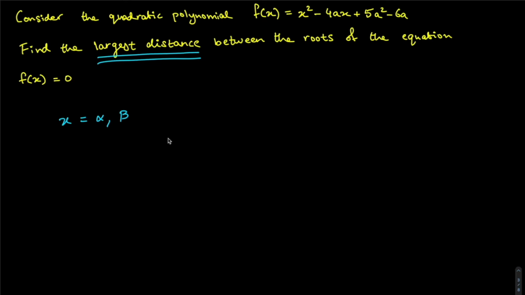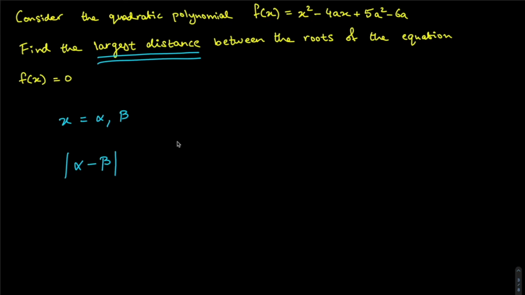Now we have to find the distance between them, right? Forget the largest distance. We just have to find the distance. So we have to do something like α − β, or the modulus of α − β, because we have to find the distance. We just care about the positive value, the magnitude of α − β, not the sign of it, right?